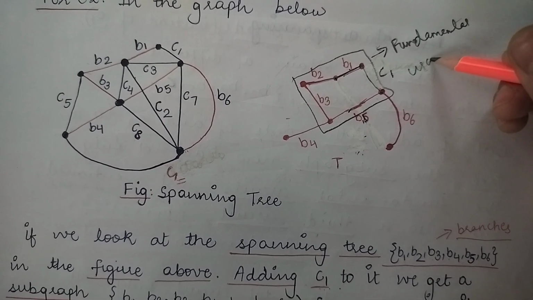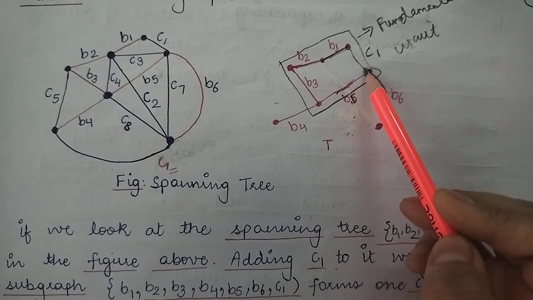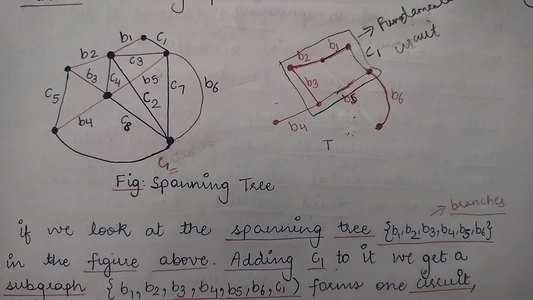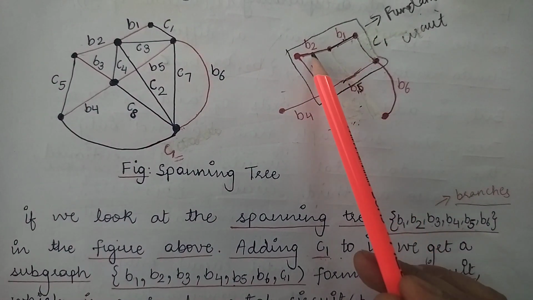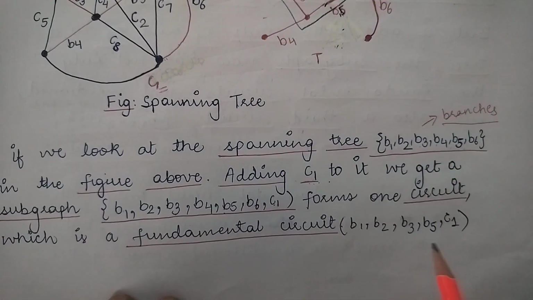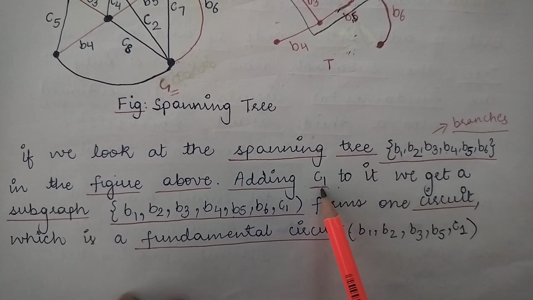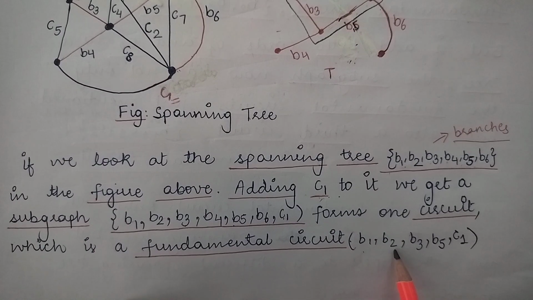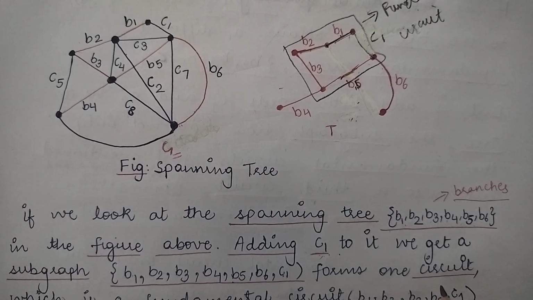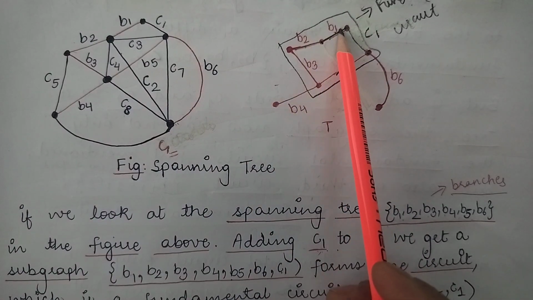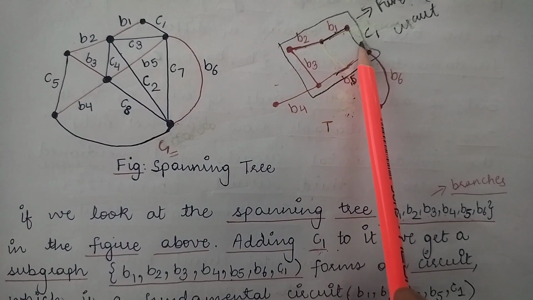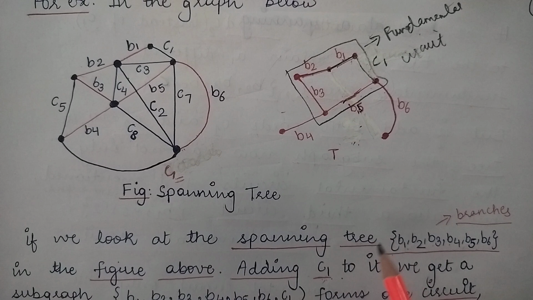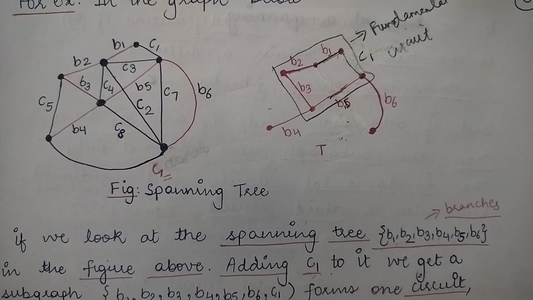This is my fundamental circuit, because by adding one chord C1 to the spanning tree, I got one circuit, which is called the fundamental circuit. So what is the fundamental circuit here? B1, B2, B3, B5 and C1. The fundamental circuit that I get by adding chord C1 to the spanning tree B1, B2, B3, B4, B5 and B6 is B1, B2, B3, B5 and C1. So this forms your fundamental circuit, right? This is what you call a fundamental circuit.